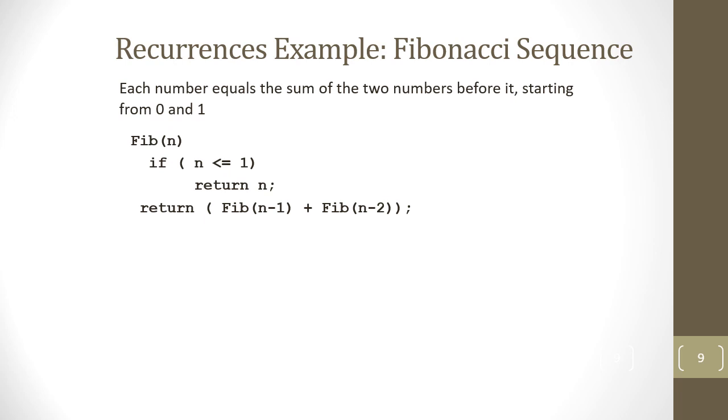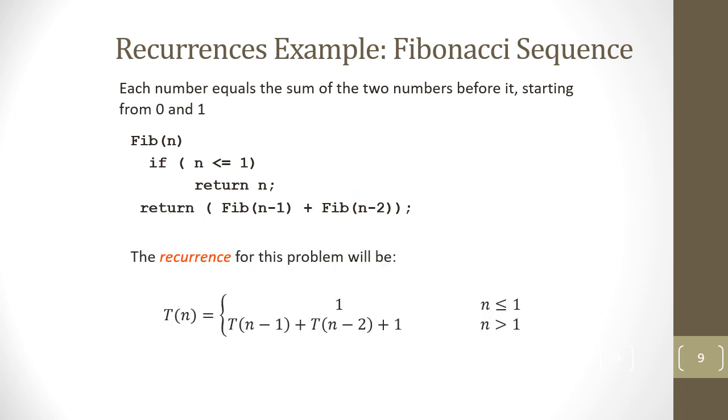Then for Fibonacci of n minus 1 will be T of n minus 1, and Fibonacci for n minus 2 will be T of n minus 2. And then the non-recursive part, there is just one operation which is addition of the two numbers that were returned from these recursive calls. So if you look at the recurrence equation, it will be 1 for the base case where n is less than or equal to 1, and then for n greater than 1 it's going to be T of n minus 1 plus T of n minus 2 plus 1, which is one operation, which is the addition operation here.